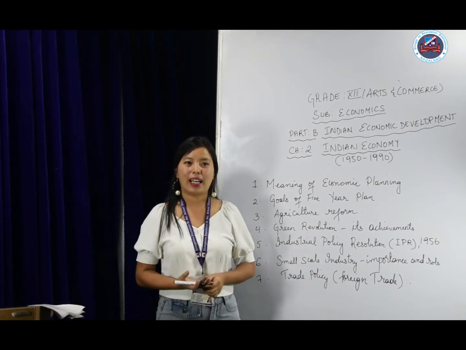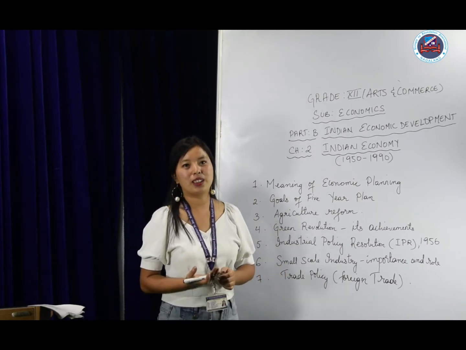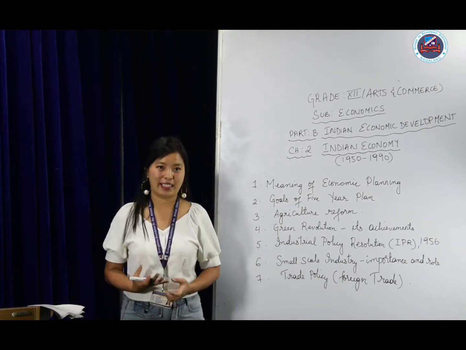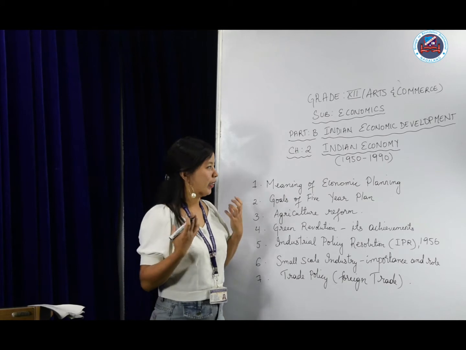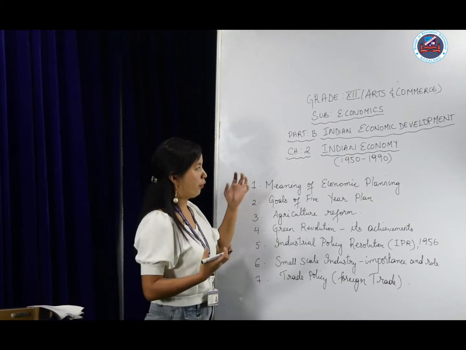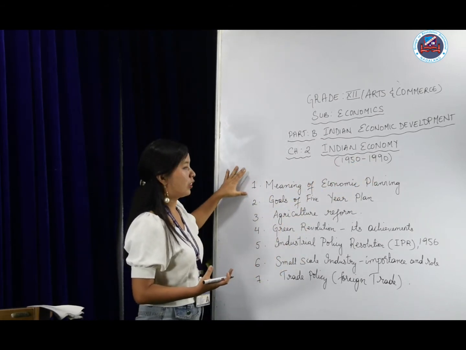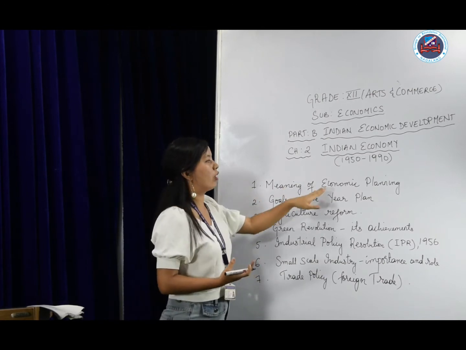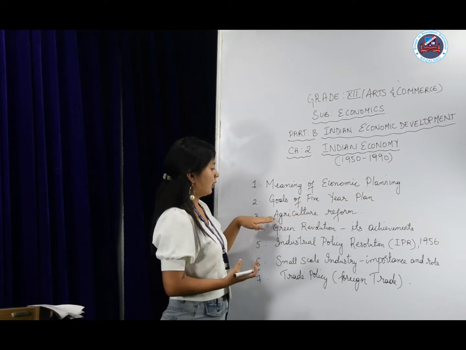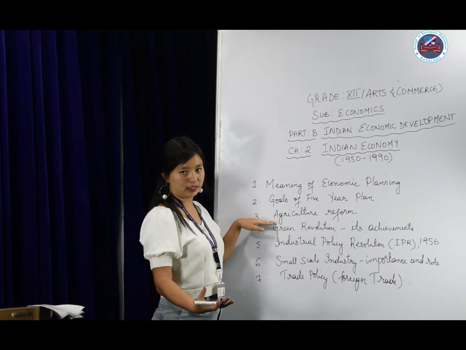You know that we got independence on 15 August 1947, which means that we are now the master of our own economic planning. So we are going to learn the various structure of Indian economy from 1950 to 1990. The first topic that you are going to learn here is the meaning of economic planning. Second, goals of 5-year plan. Third topic, agriculture reform. What are the reforms that took place in the agriculture sector?